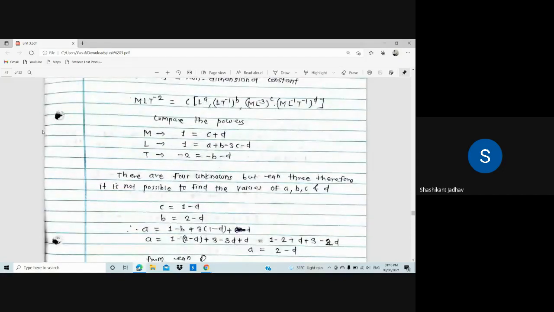Then we have to write down the equation in the form of dimensions of that particular parameter.